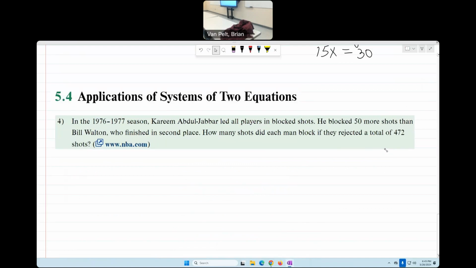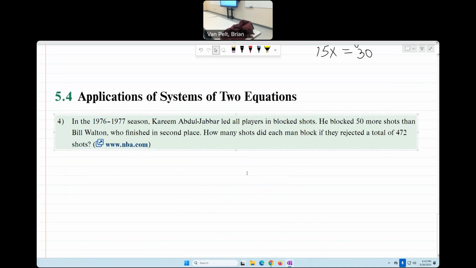Take a look. So we have Kareem Abdul-Jabbar, we have Bill Walton, popular players when I was a kid. It tells us he blocked 50 more shots than Bill Walton. How many shots did each man block if they rejected a total of 472 shots? So what I could do is this. Let me show you how you set these things up.